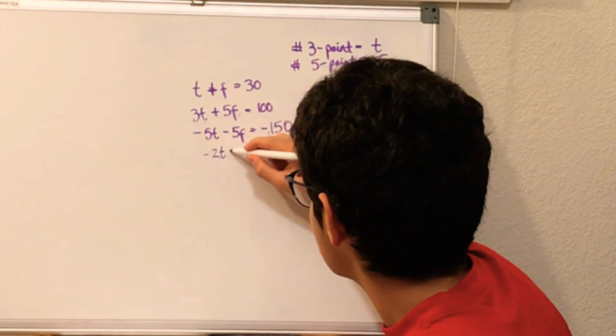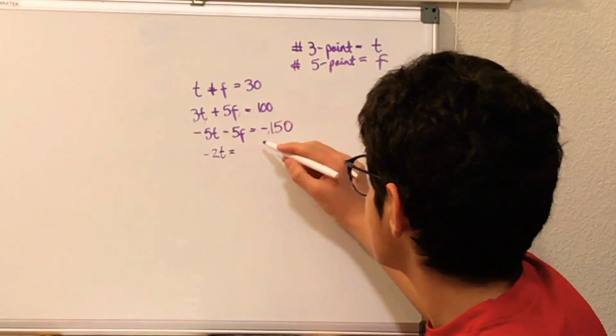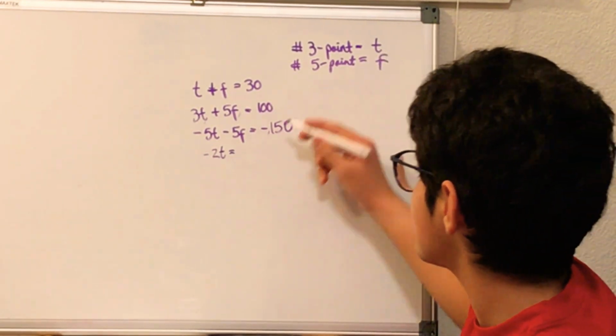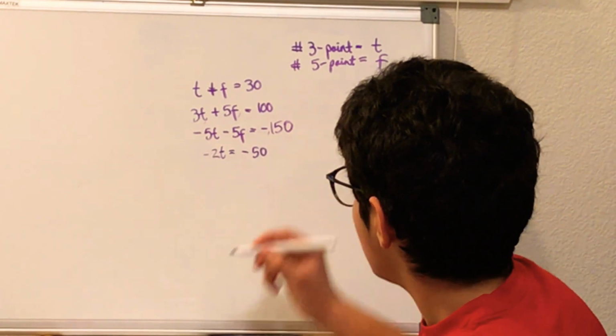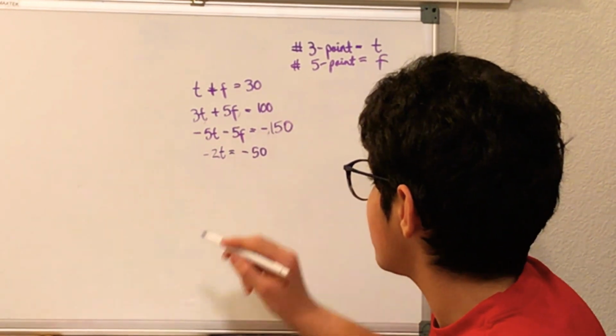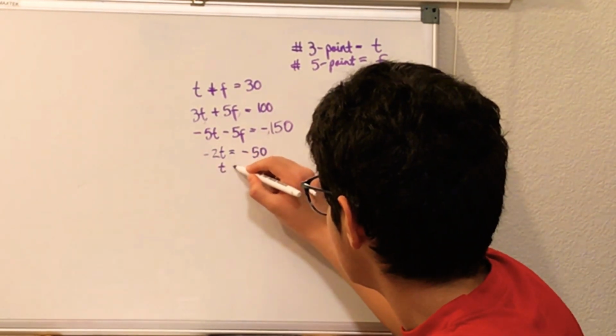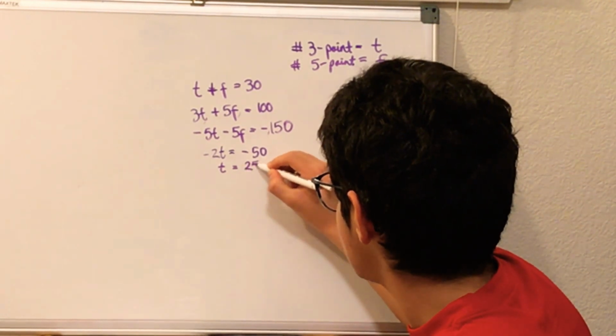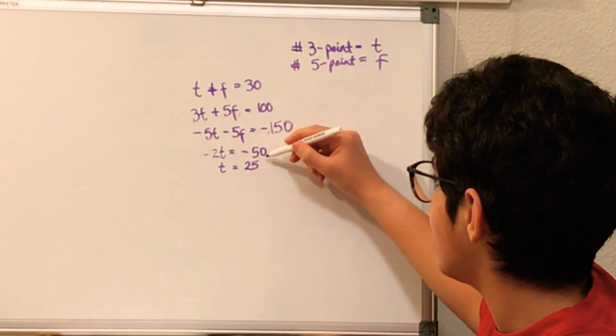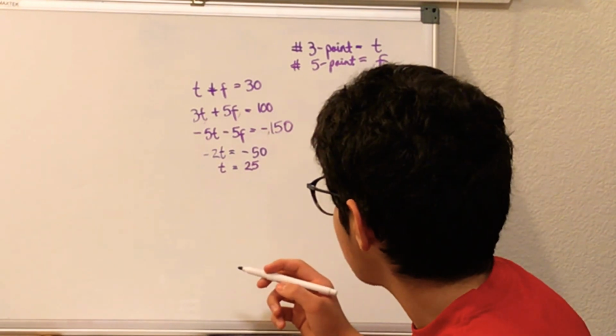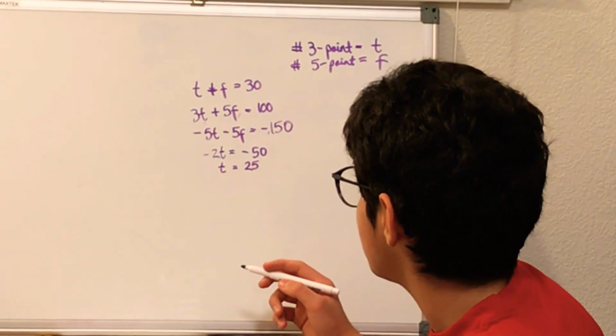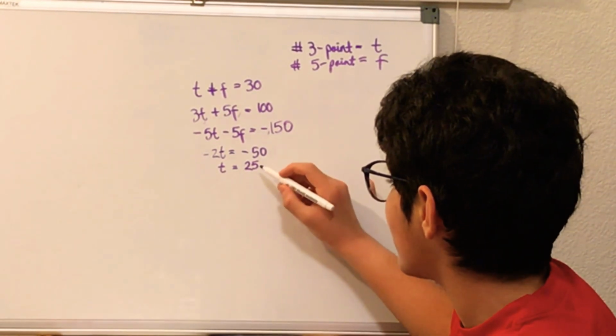These, as I said, are nothing, equals 100 plus -150, which is equal to 100 minus 150, which is -50. And now we can just divide both sides by -2, and then we get T equals 25, right? The negatives cancel out, so this becomes 50 over 2, which is 25. So that means that the number of questions which were worth 3 points, there were 25 of them.